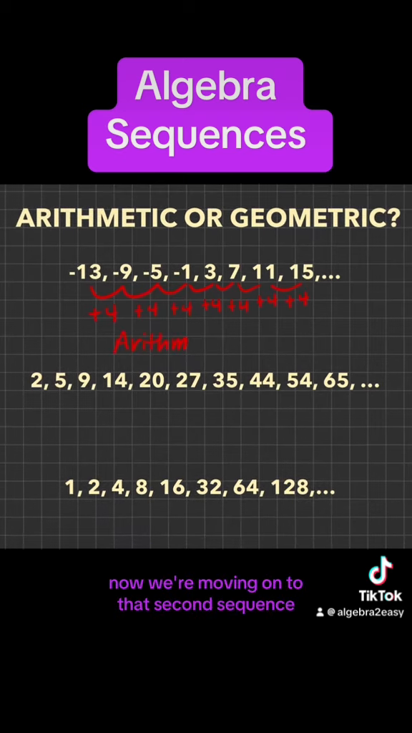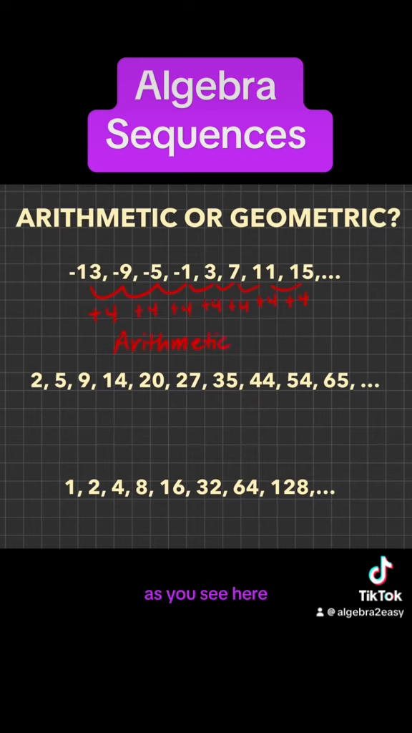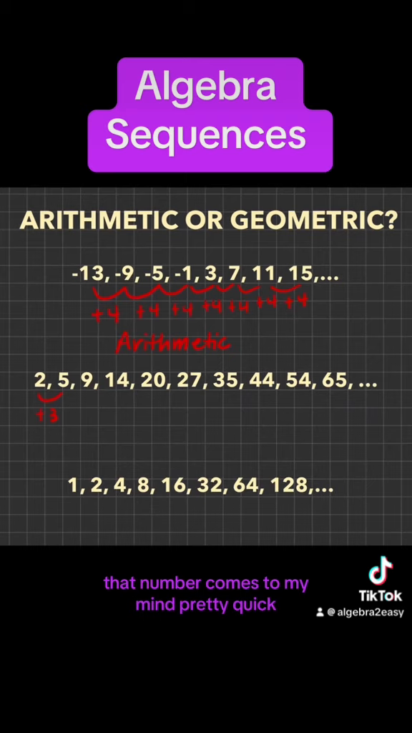Now we're moving on to that second sequence that you see here. We are at 2, and then notice that we're going to 5. So if I think about going from 2 to 5, I think about adding 3. That number comes to my mind pretty quick. But then if it's arithmetic, I should be able to continuously add 3, and I can't because 5 plus 3 is 8, and it's not 9. So then you would add 4. Okay, so that truly isn't arithmetic.